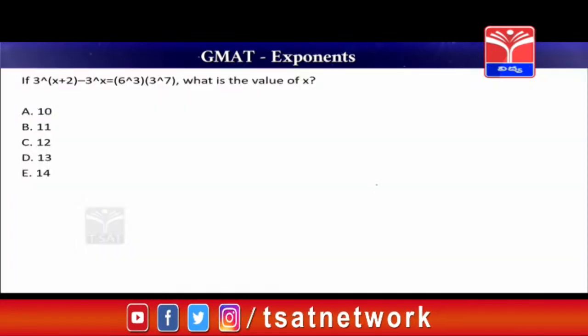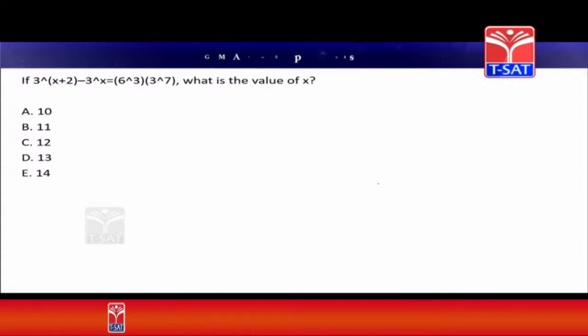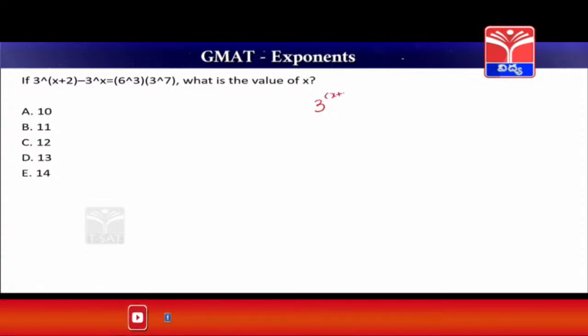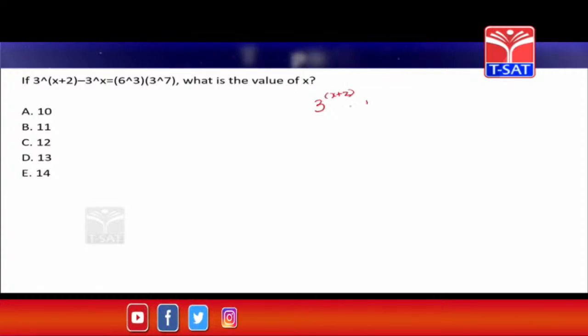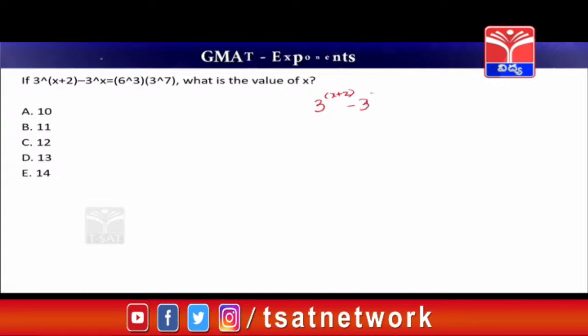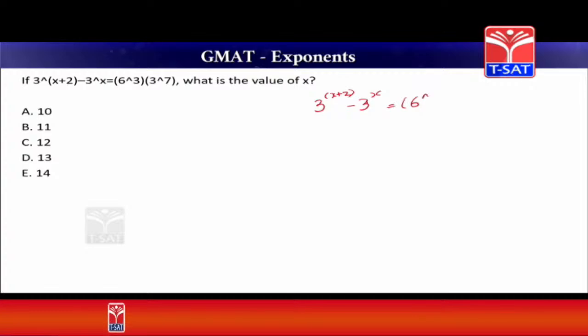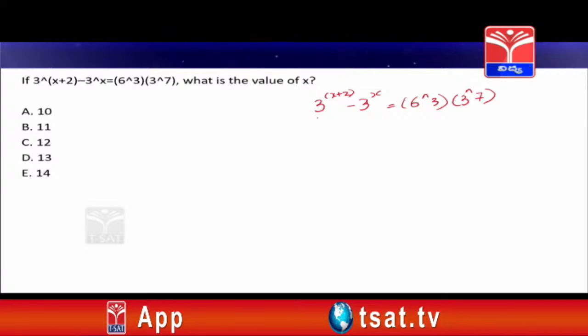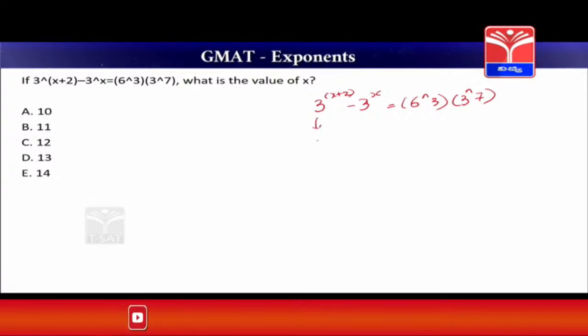3 to the power of x plus 2 minus 3 to the power of x is equal to 6 to the power of 3 into 3 to the power of 7. What is the value of x? 3 to the power of x plus 2 minus 3 to the power of x is equal to 6 to the power of 3 into 3 to the power of 7. So let's express what is 3 to the power of x plus 2.